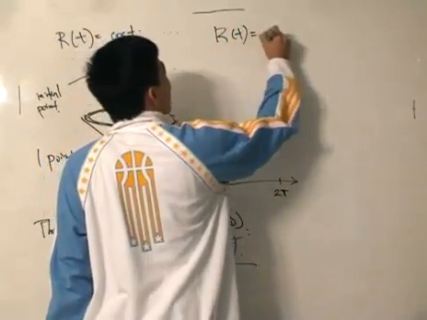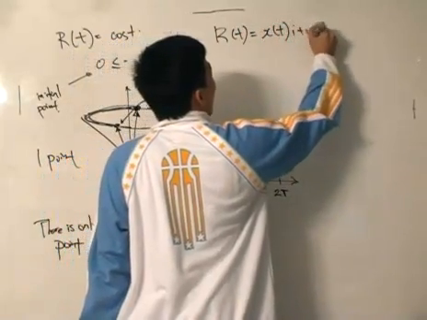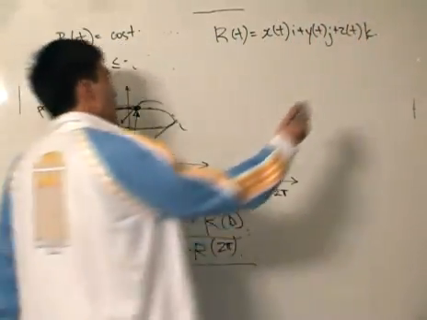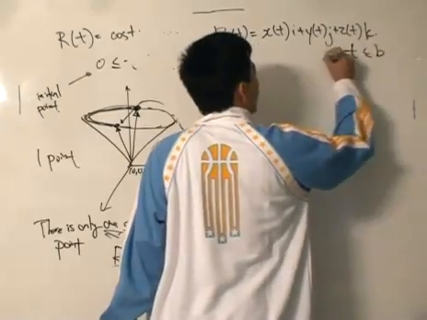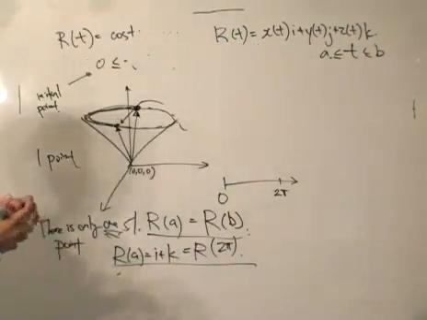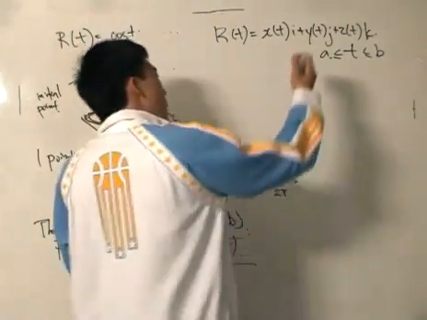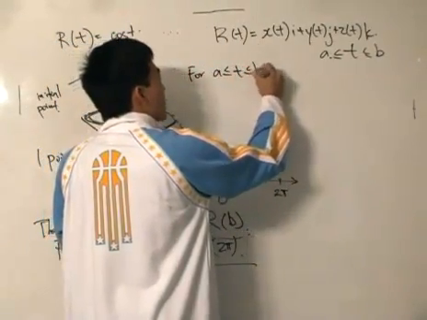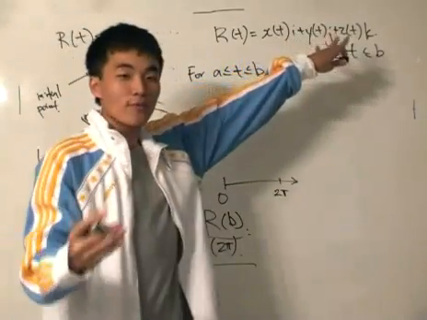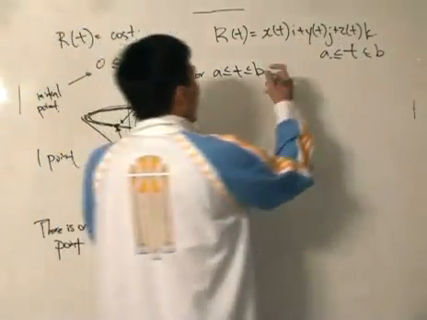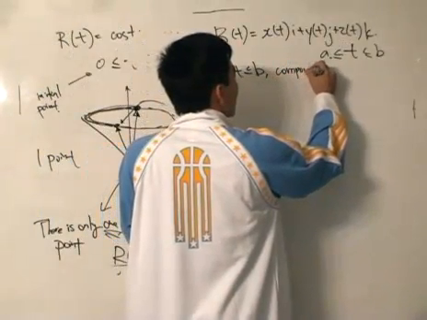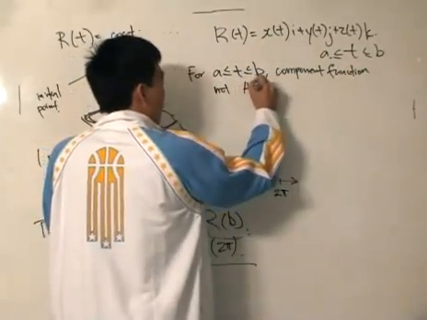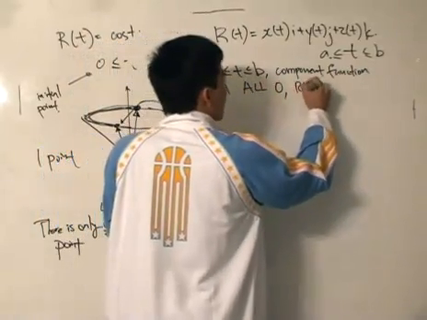Position vector r(t) equals x(t) i plus y(t) j plus z(t) k, and t is from a to b. So we know this thing over here. Now, we also know that for t more than a and less than b, if the component functions are not all 0, r(t) is continuous, right?